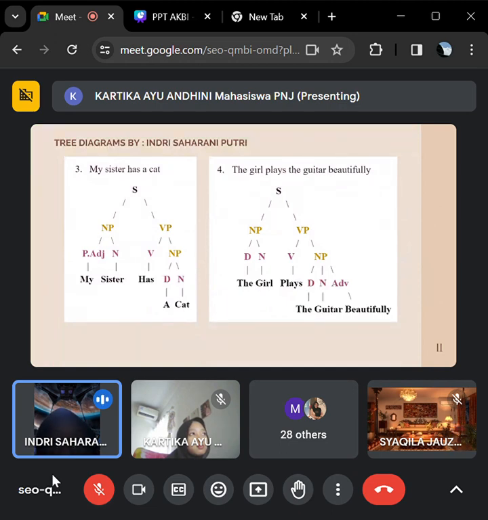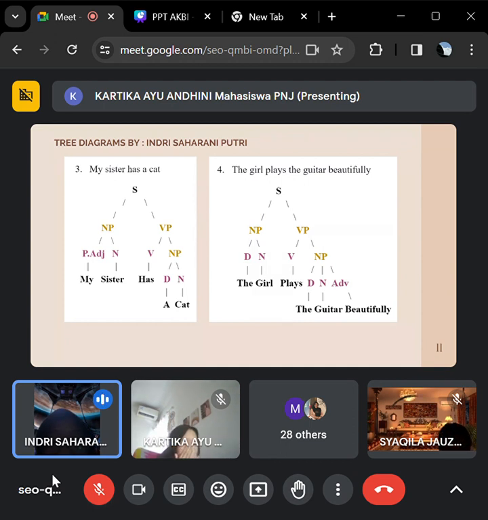Third, my sister has a cat, divided into noun phrase and verb phrase, and noun phrase is divided into possessive adjective and noun. My as a possessive adjective and sister as a noun. In verb phrase, there is a verb and noun phrase, has as a verb and noun phrase divided into determiner and noun. A as a determiner and cat as a noun.